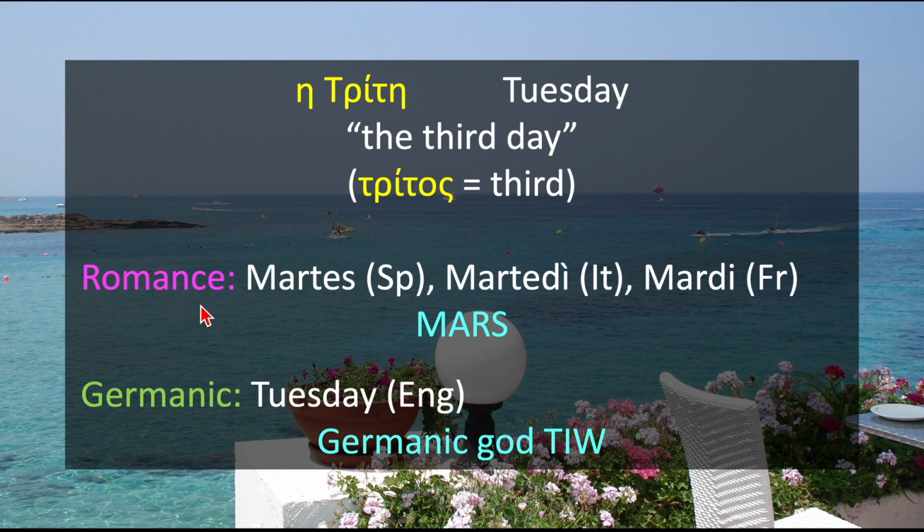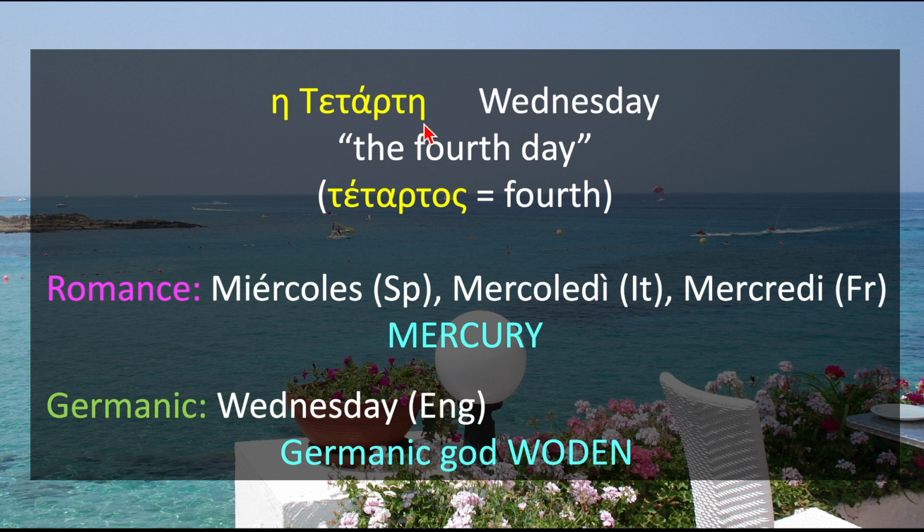In the Romance languages, it's associated with Mars. For example, Martes in Spanish, Martedì in Italian, Mardi in French. In the Germanic languages, the word is associated with the Germanic god Tiyu, who is the equivalent of Mars. For example, Tuesday in English. Η Τετάρτη, Wednesday, comes from Τέταρτος, which means fourth. So, η Τετάρτη is the fourth day.